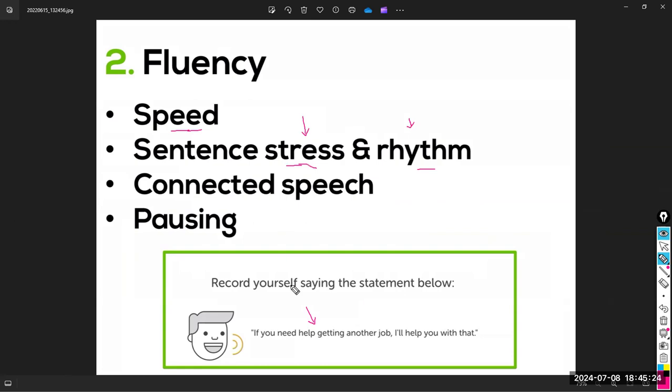For example, if you need help, notice need is a main verb. Help is a main verb. Plus all the nouns. Job is a noun. You have to say it clearly. The words that you don't have to stress are, as I told you, the articles, the determiners, the prepositions. You don't have to stress them at all.